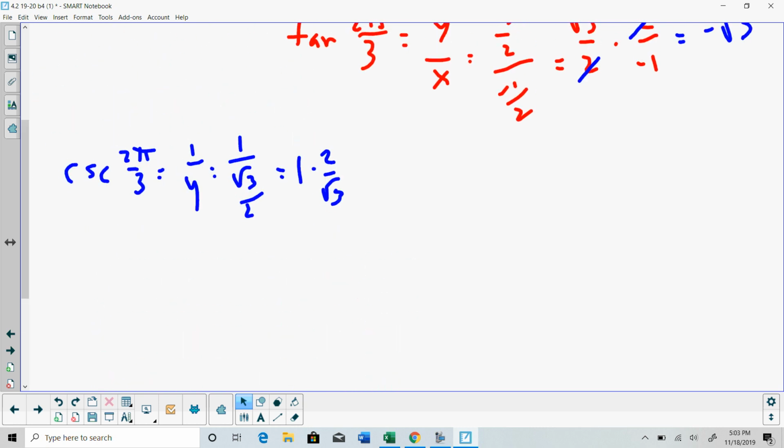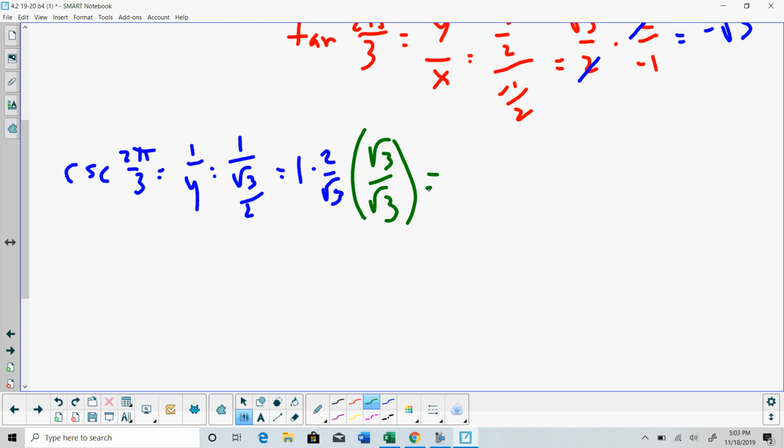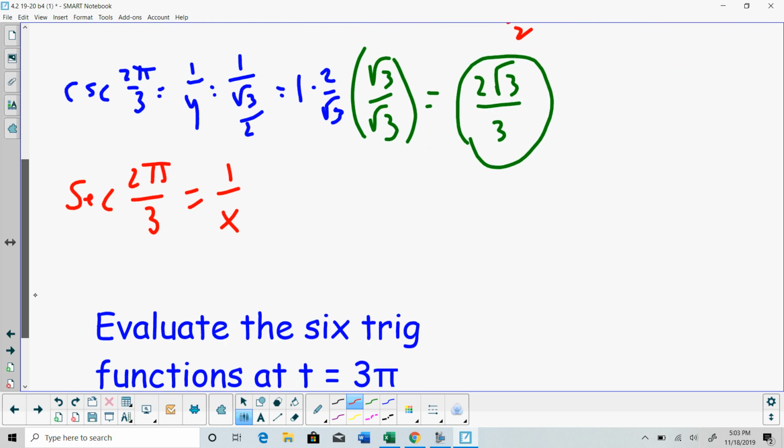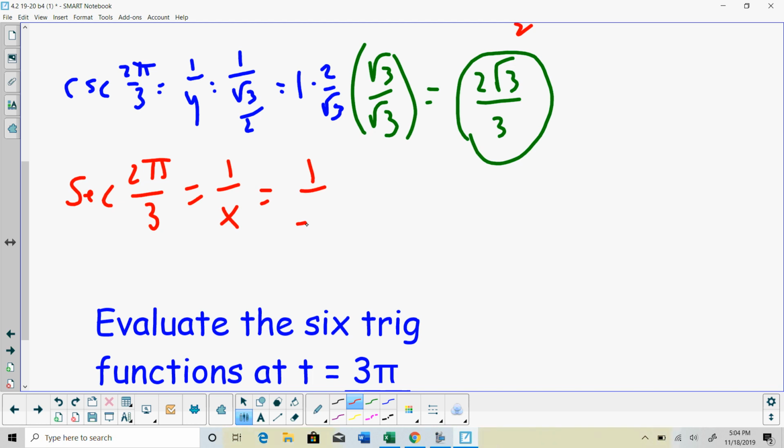And so if I'm doing this, I am going to multiply by square root of 3 over square root of 3, so I don't leave any radicals in the denominator. And so I end up getting 2 square root of 3 over square root of 9, which is 3. So 2 square root of 3 over 3 is going to be my cosecant. And now if I want to find the secant of 2 pi over 3, that means I need 1 over the x. My x coordinate was negative 1/2. So 1 over negative 1/2 is going to be 1 times negative 2 over 1. That gives me negative 2.